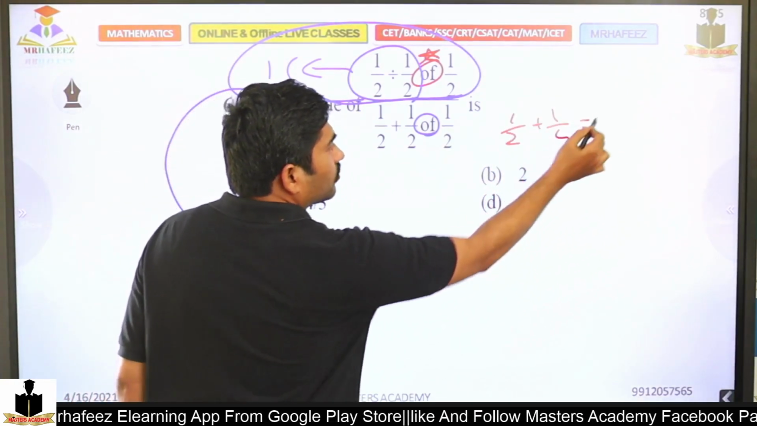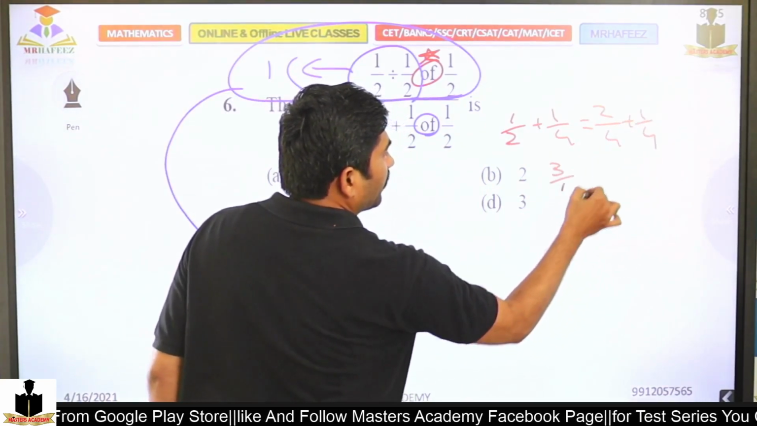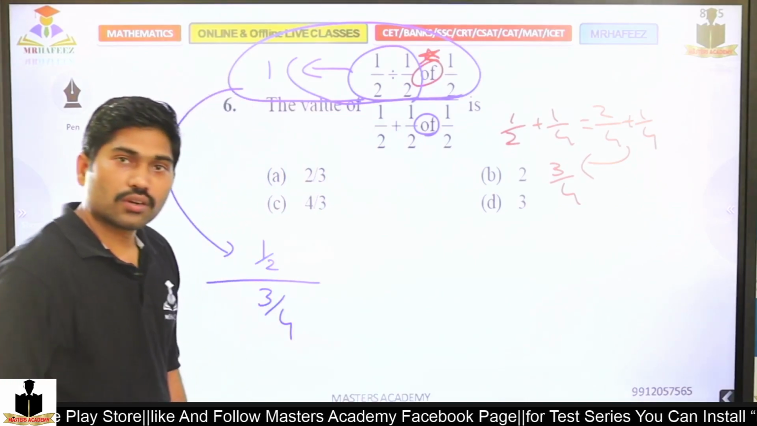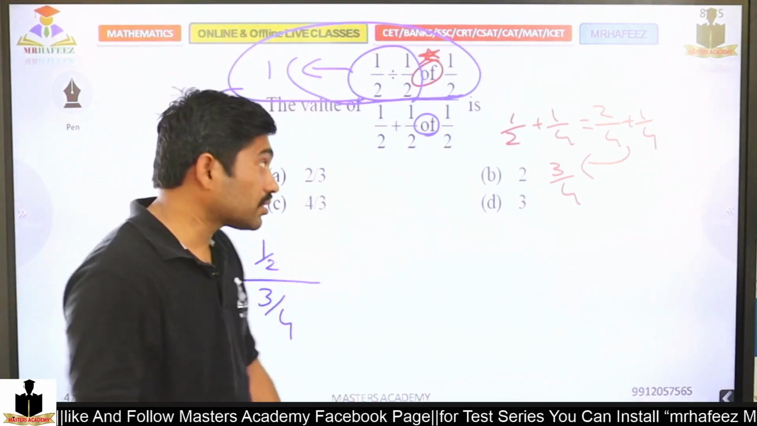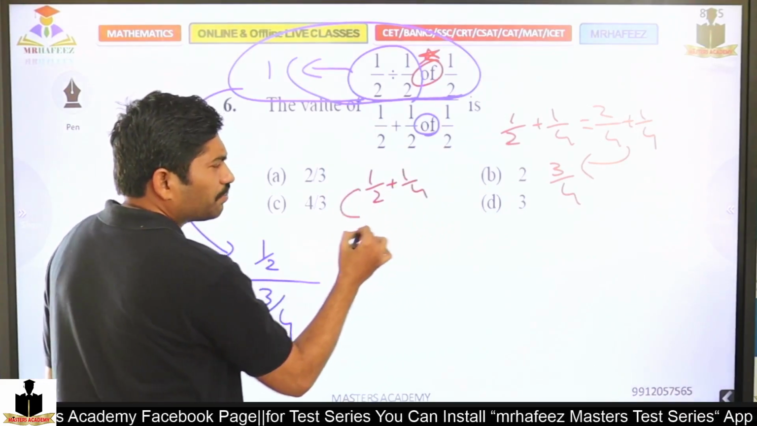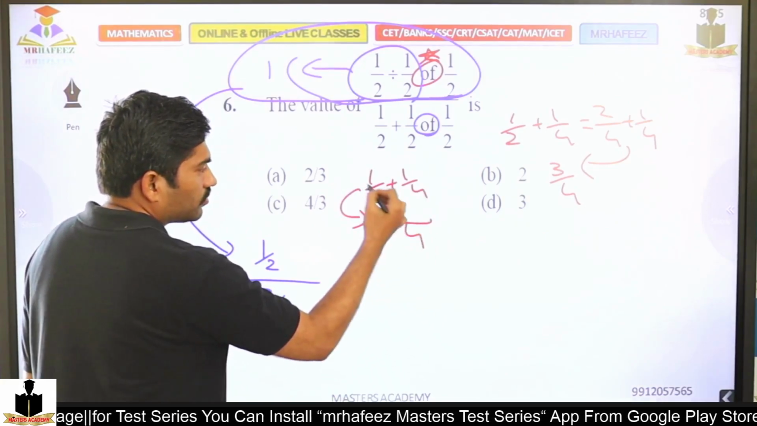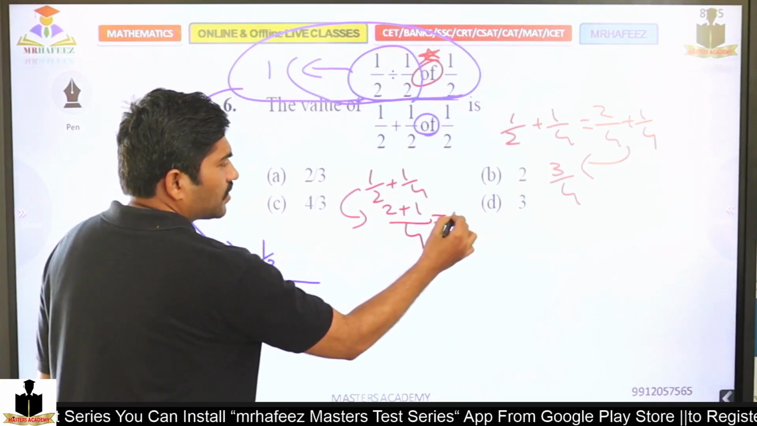If you didn't get it, no issues. 2 by 4 plus 1 by 4 is nothing but 3 by 4. You can write it like this too: 1 by 2 is nothing but 2 by 4. Sir, why all that? 1 by 2 plus 1 by 4 is very simple, that's why I'm not taking time. LCM is 4, so 2 plus 1, answer is 3 by 4.